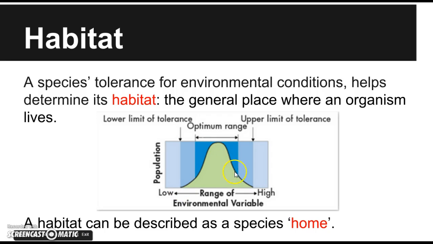Up here in our bell curve, which we've seen many times before, this is the optimum range. This is where the organisms will do very well in that area. Now over here, maybe these are too high temperatures or too low temperatures even. They might be able to survive here. I like to think of a habitat as a species' home, okay, where it will reside.